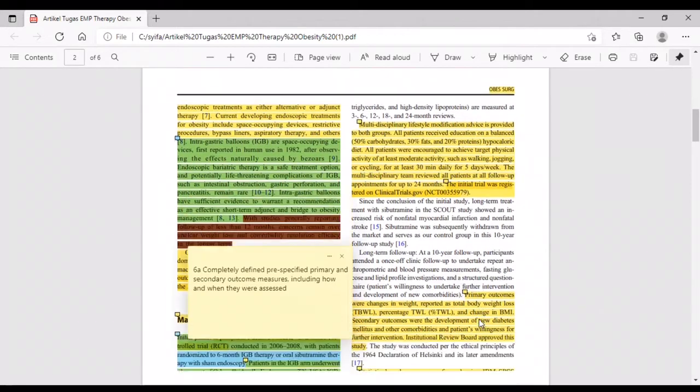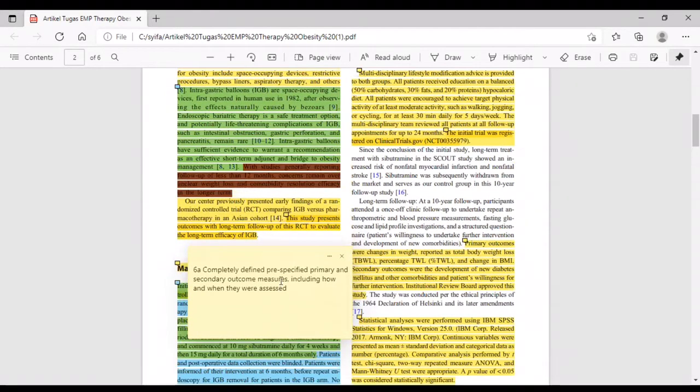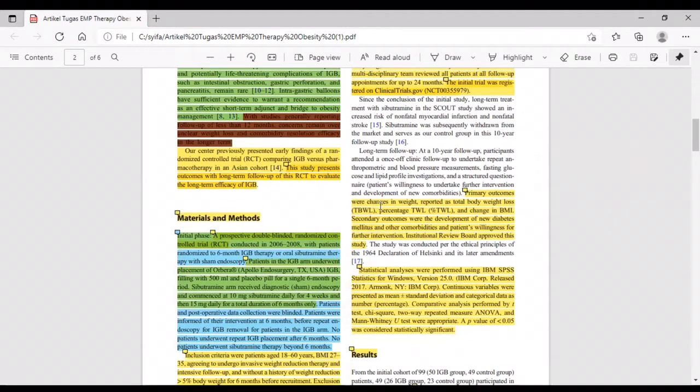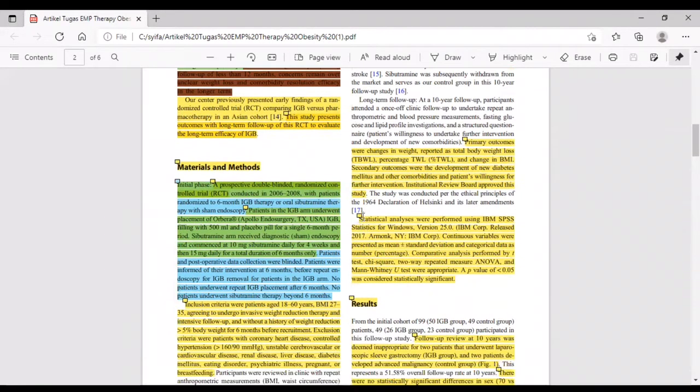Next is 6A. The checklist of 6A is completely defined, pre-specified primary and secondary outcome measures, including how and when they were assessed. This is shown by the primary outcomes, which were change in weight reported as total body weight loss and change in BMI.